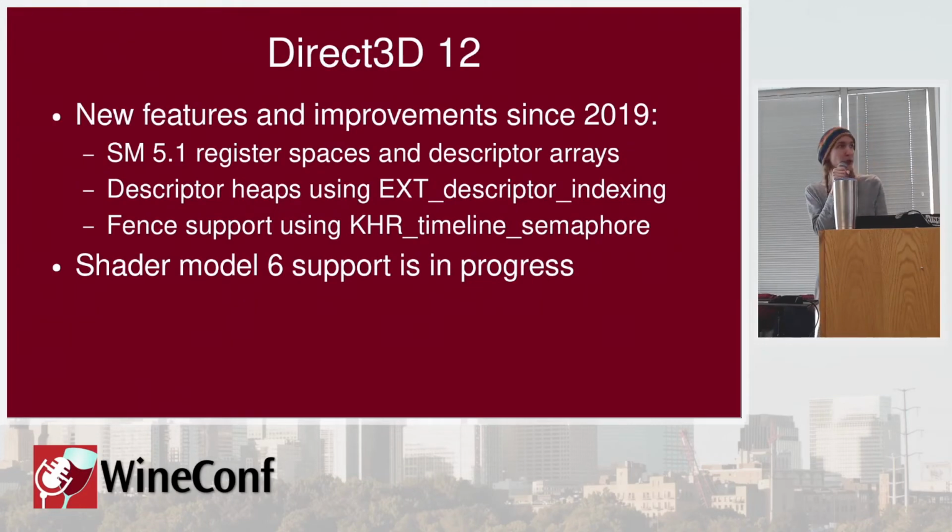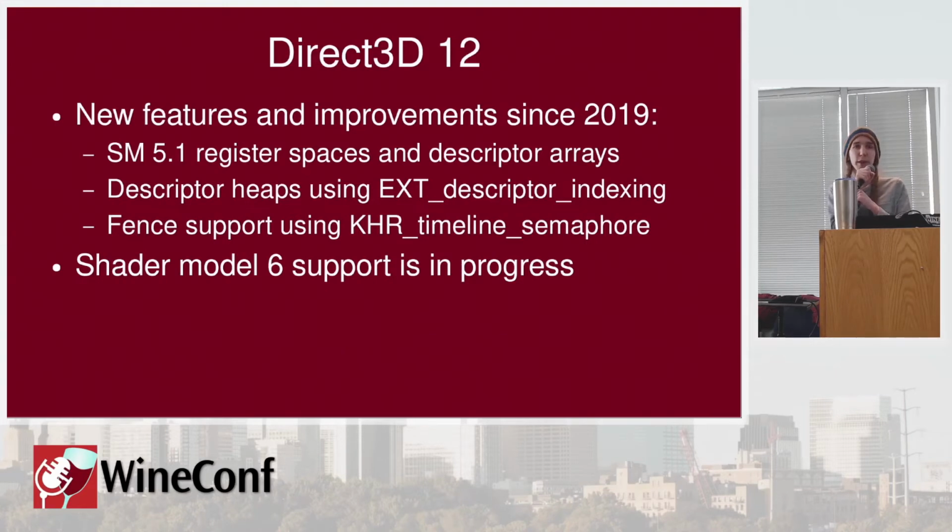In the world of Direct3D 12, we've made some major strides since 2019. We have not had a lot of effort available to spend on Direct3D 12. But in the past years, we've had Connor McCarthy, who has helped to improve performance by rewriting the descriptor heap implementation. He's helped improve fence performance and compatibility by rewriting the fence implementation using a newer Vulkan extension, timeline semaphores. And we also have support for shader model 5.1, which was missing from the 1.2 release, and descriptor arrays. So games using those will now work.